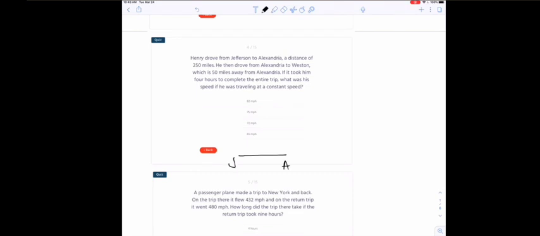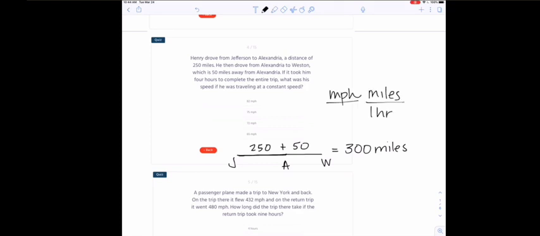So he started at Jefferson, he went to Alexandria, and then he went to Weston. So from Jefferson to Alexandria, it was 250 miles. And from Alexandria to Weston, it was 50 miles. So we're going to add those up to see his total distance, 300 miles. So if it took him 4 hours to complete the entire trip, what was his speed? How do we report speed? Speed is miles per hour, which is a rate, miles for every 1 hour.